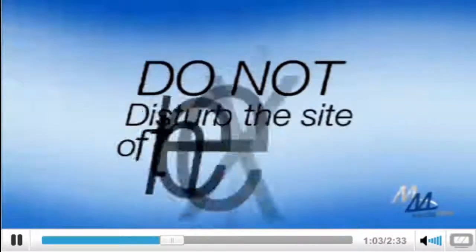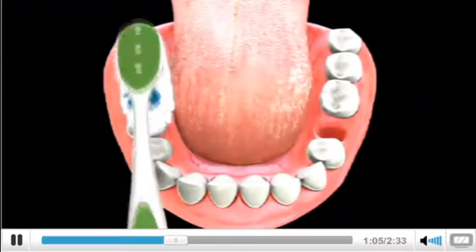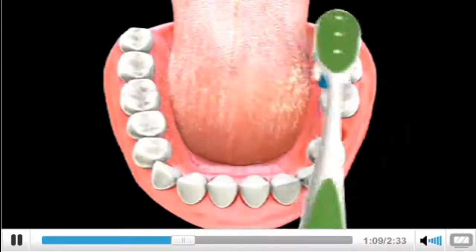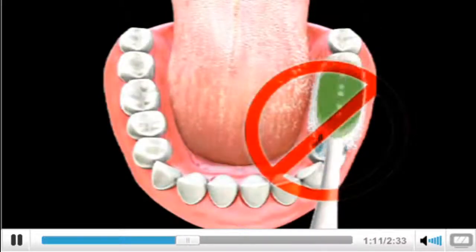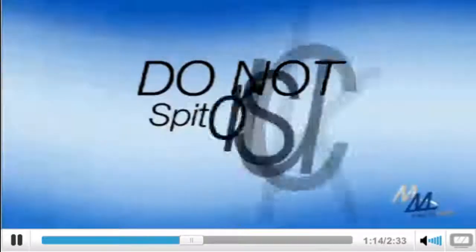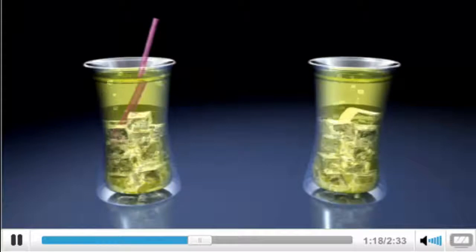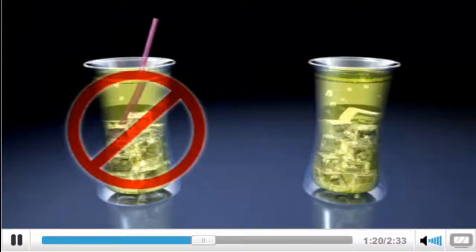Do not disturb the site of the extraction. Make sure that you do not disturb the extraction site. This means don't chew, rinse, or brush directly on the site for at least 24 to 48 hours. Do not spit or suck through a straw. This is important because using a straw often causes suction that can remove the blood clot. Loss of the blood clot causes bleeding or a painful condition called dry socket.